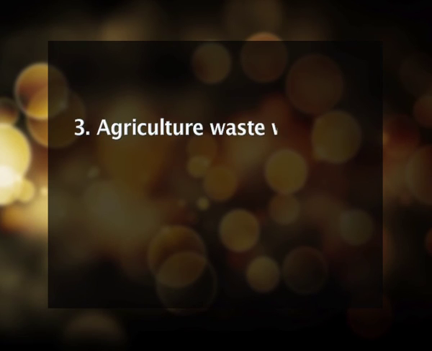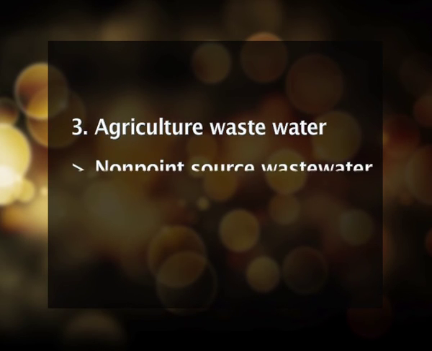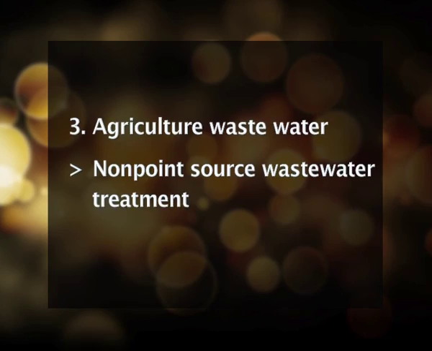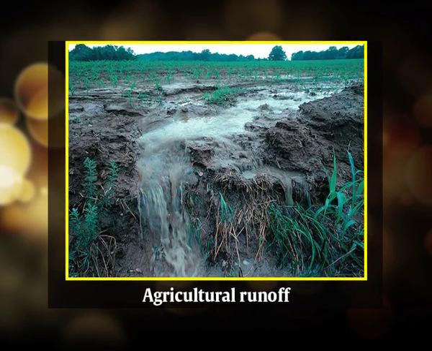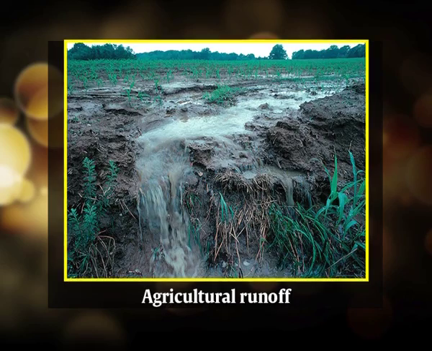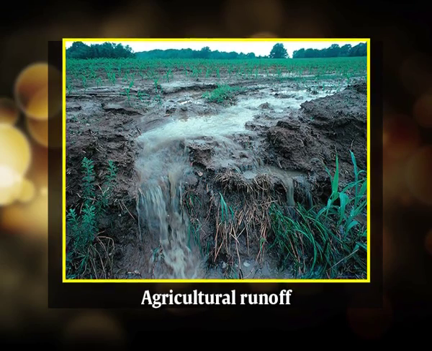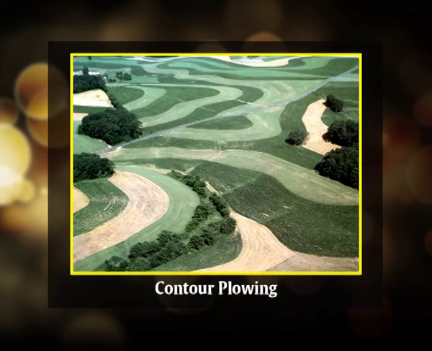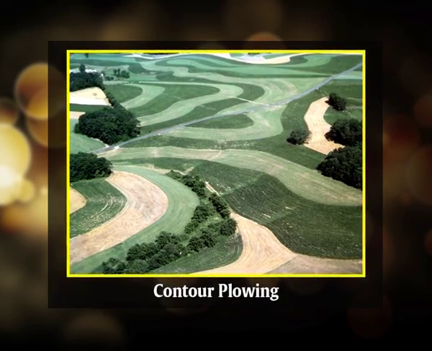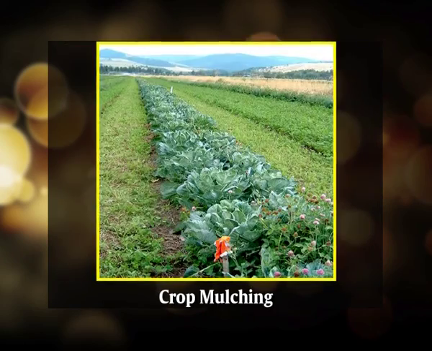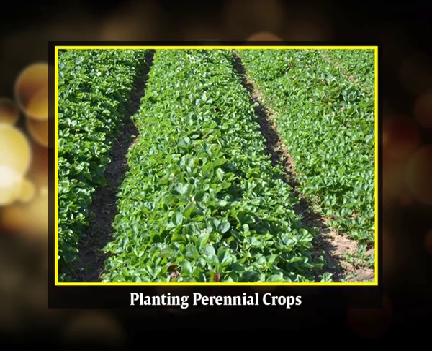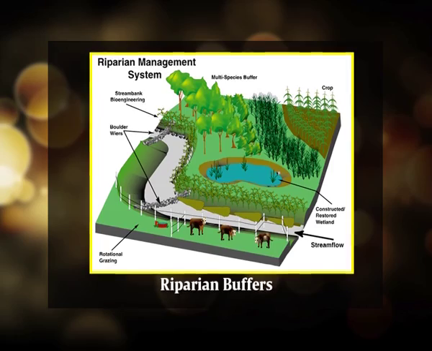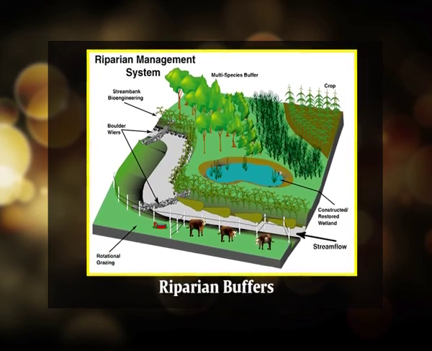Now, agriculture wastewater. Non-point source wastewater treatment. Sediment washed off fields is the largest source of agricultural pollution. Farmers may utilize erosion controls to reduce runoff flows and retain soil on their fields. Common techniques include contour plowing, crop mulching, planting perennial crops, and installing riparian buffers.